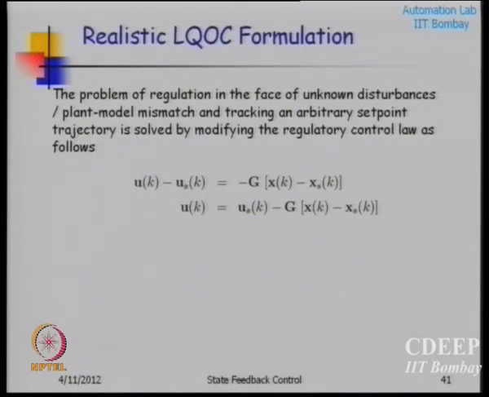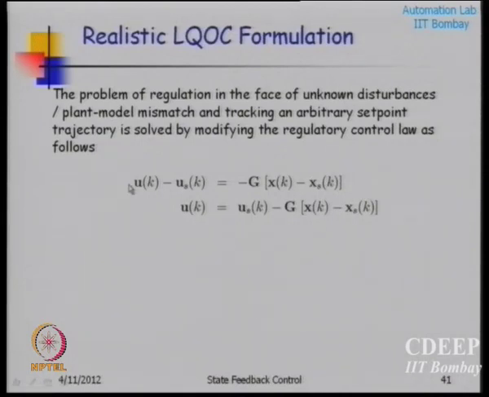Okay, XS is a steady state target and US is the steady state input. Now what is this? I am modifying this control law. If you see here, I am trying to keep the form of the control law the same, state feedback, except I am trying to apply some corrections here, to the input and to the state. How do I compute these corrections? We will come to that.